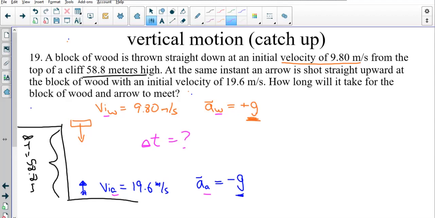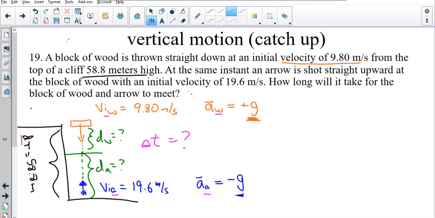I do have a distance. However, for the time in which they meet, I don't know how far down they're going to travel. I don't know whether this block of wood is going to hit right there with the arrow traveling up there. I have no idea where these guys are going to meet. I do not know what the distance traveled of the wood is, and I have no idea what the distance traveled of the arrow is. Now, again, I'm going to use distance, a scalar value, so I don't really have to worry about whether or not they're positive or negative. But since I don't know what this is, and I don't know what this is, that kind of makes this problem a little bit more challenging.